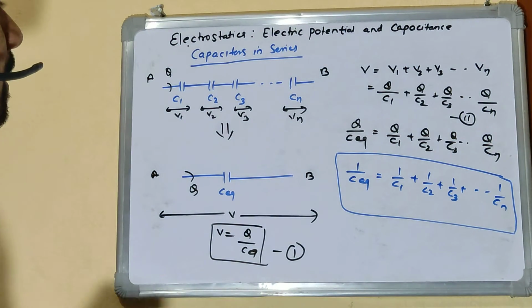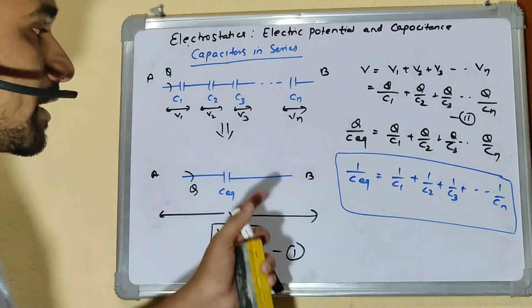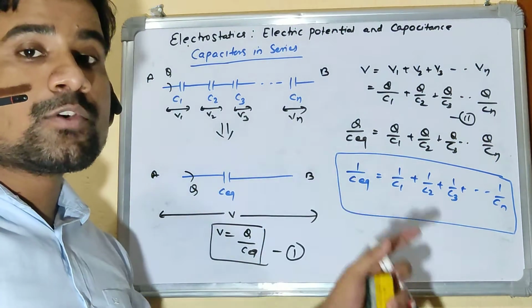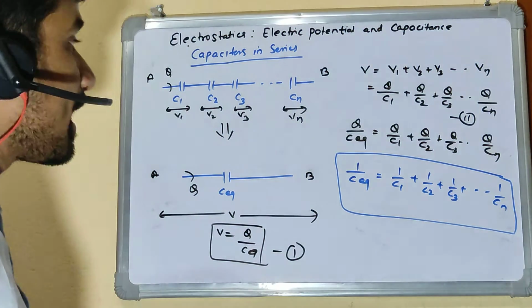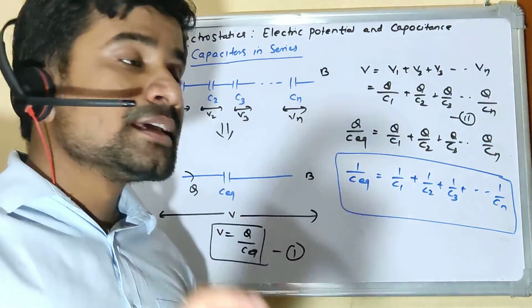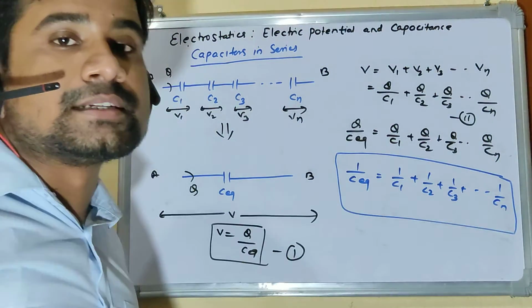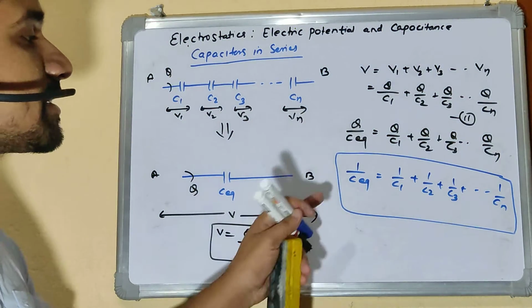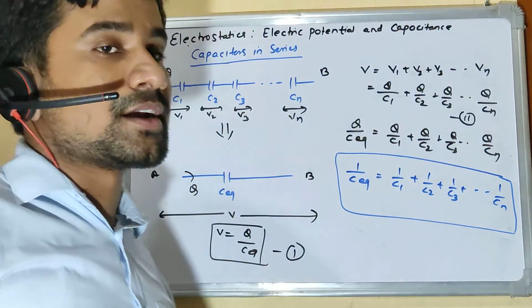So if capacitors are connected in series, the reciprocal of the net equivalent capacitance is equal to the sum of reciprocals of individual capacitances. And now if you see in series, this equivalent capacitance is actually smaller than all the individual capacitances. If you analyze, this equivalent capacitance is lesser than all the individual capacitances.